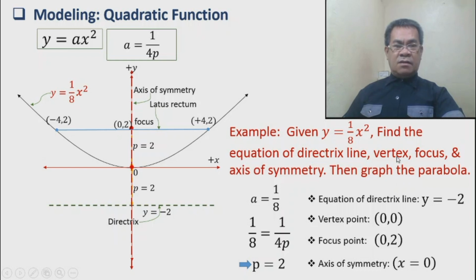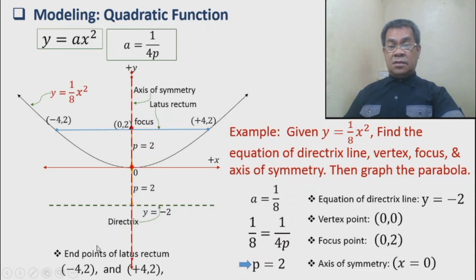Directrix line, vertex, focus, and the axis of symmetry. Then the graph is a quadratic, or a parabola, that opens upward. Okay? So that's it. Remember that if you construct a line here that touches the curve, it should be equidistant towards the focal point. So this line must be equidistant. Therefore, you can construct a parabola by doing this. A series of points, if you connect all points here, then you can create a parabola.